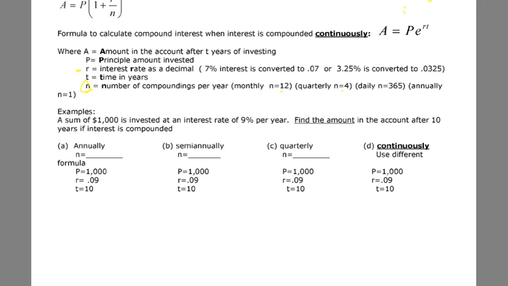Well, let's go identify some data here. This 1,000 represents which letter? The investment, which is the principal. This 9% represents the interest rate as a decimal, 0.09. Find the amount in the account after 10 years. 10 represents what? It's got to be time in years.